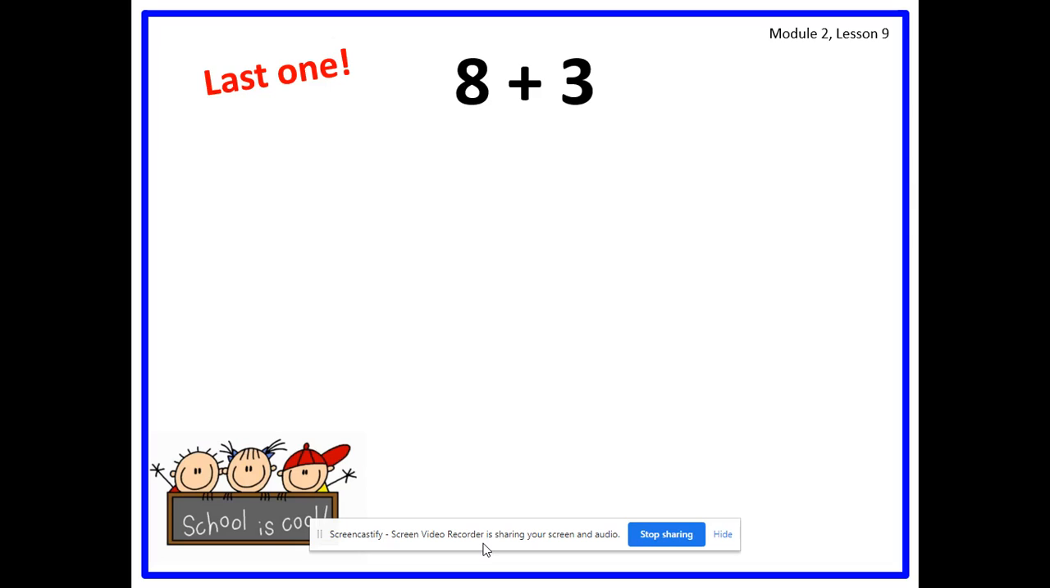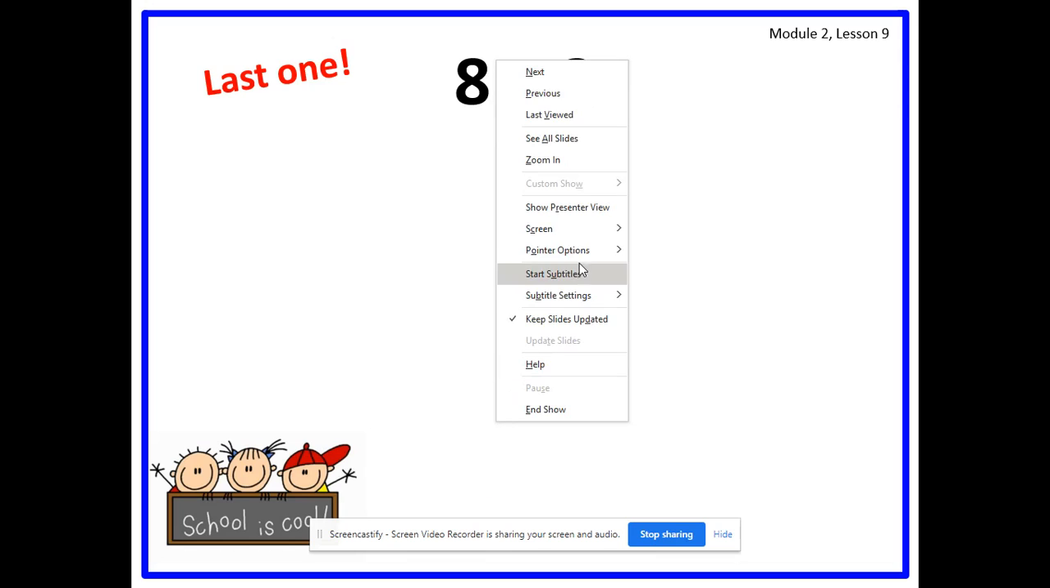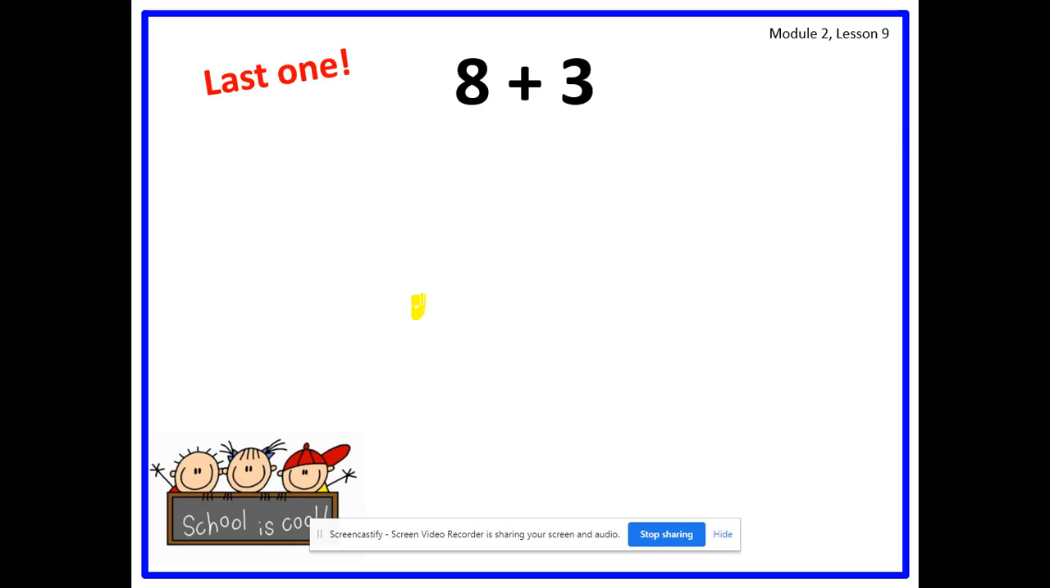Let's work it out. Go ahead and draw a representation of the equation. Meaning, go ahead and draw a picture of both of your parts. Press play to check your work. You should have drawn 8, 1, 2, 3, 4, 5, 6, 7, 8. And 1, 2, 3.